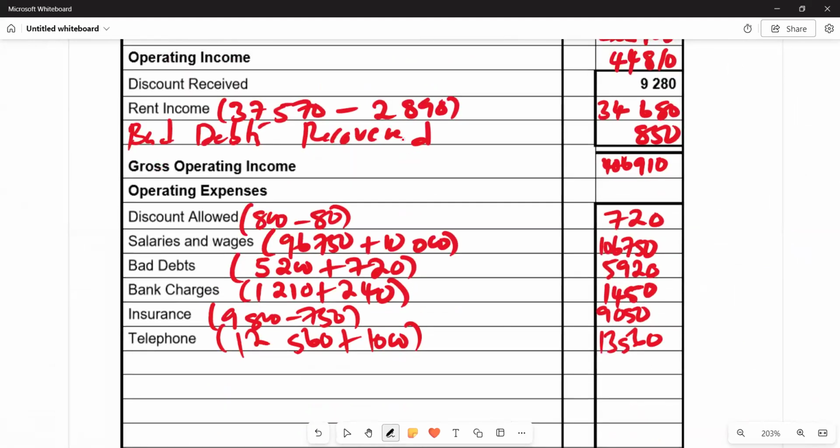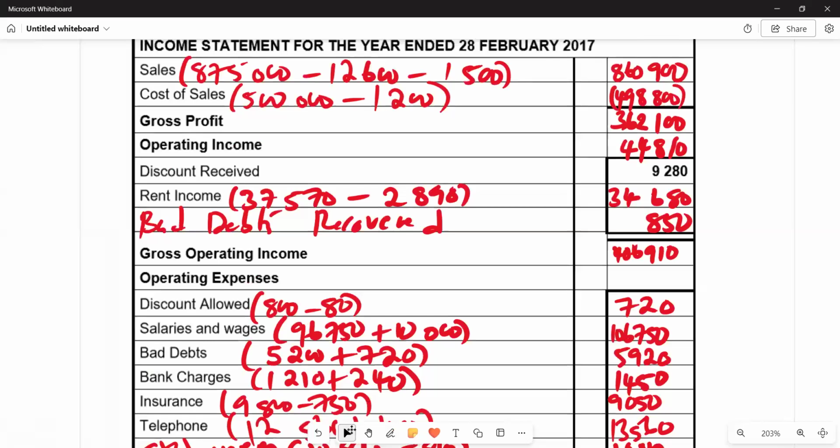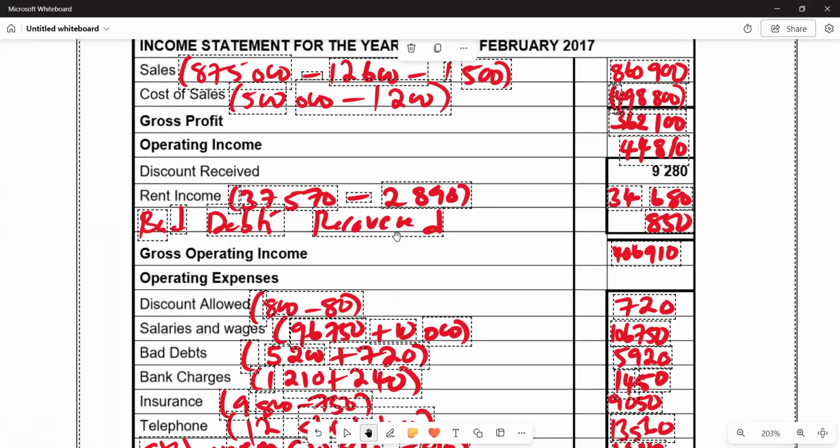We say stationery. 10,800 minus 800, sorry, minus 800 here. Remember, it's 800. And then we are left with 10,000 as an expense. Then we go to the next expense to see what we have.